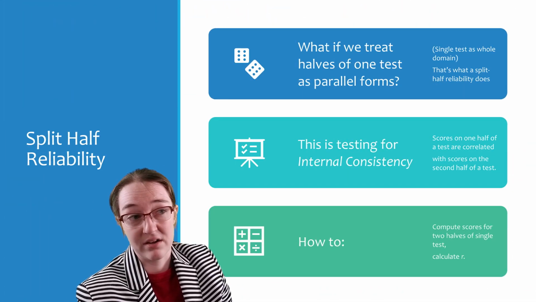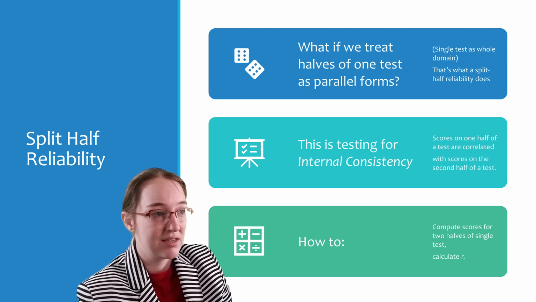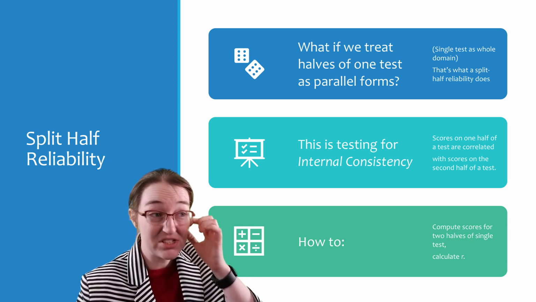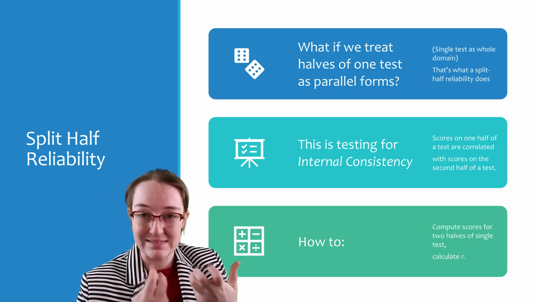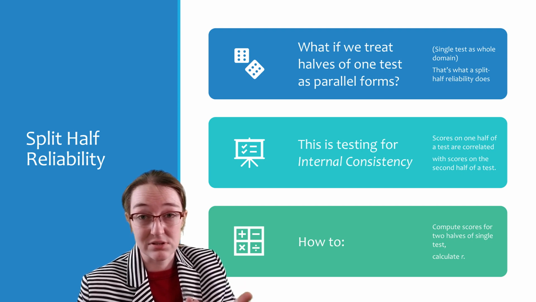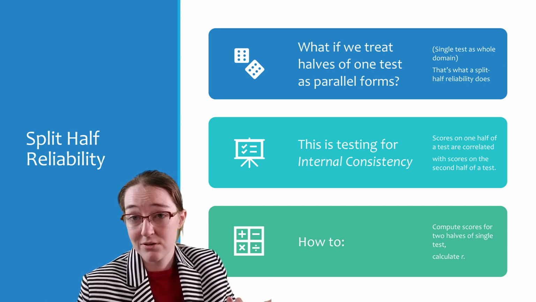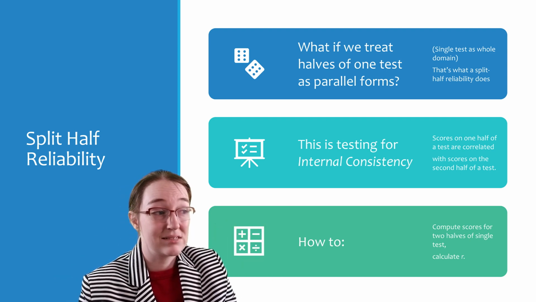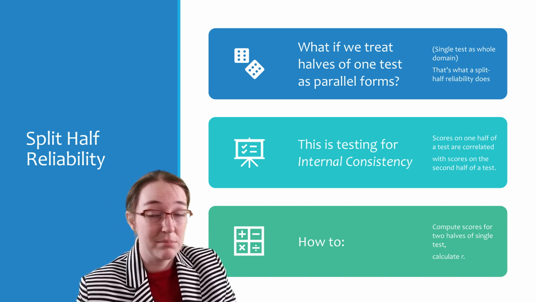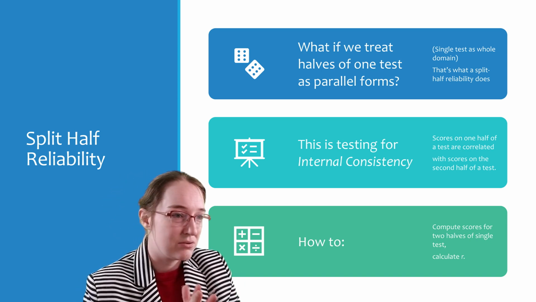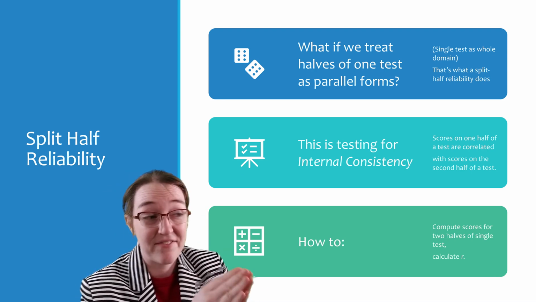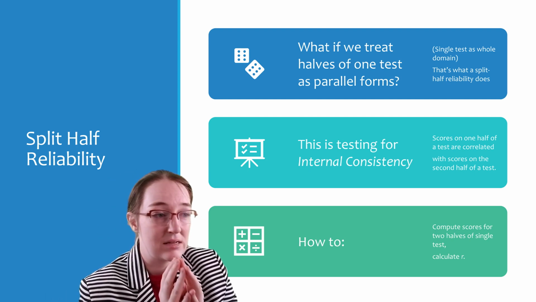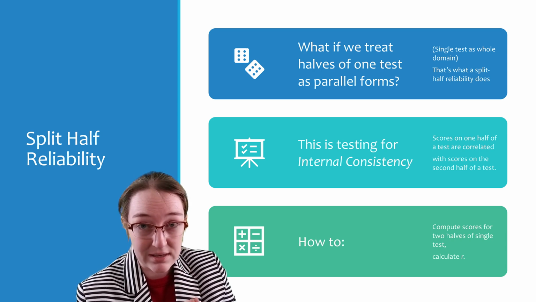Okay, so next one of our big four is split half reliability. So what happens if we treat halves of one test as parallel forms? Instead of making two equally balanced tests, we just use the same test and cut it in half. So each half of the test is a parallel form. This is a way to test for internal consistency in a very basic way. So the idea is that scores on one half of the test are correlated with scores on the other half of a test. And then you see if they're highly correlated.